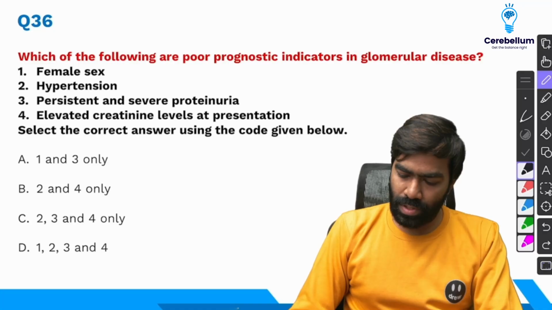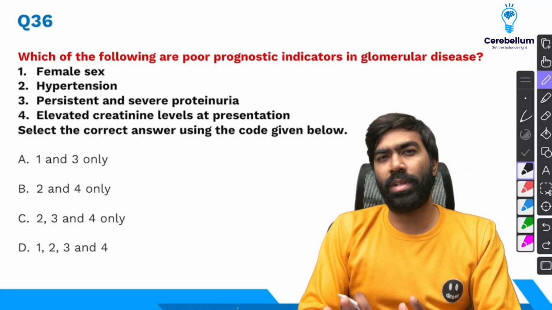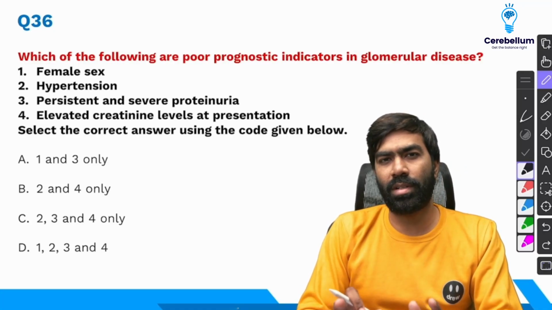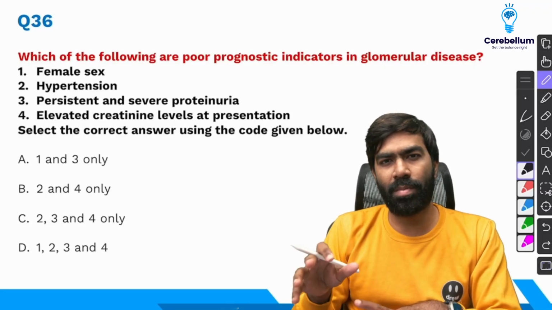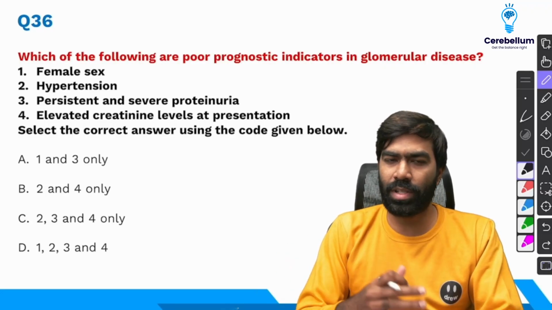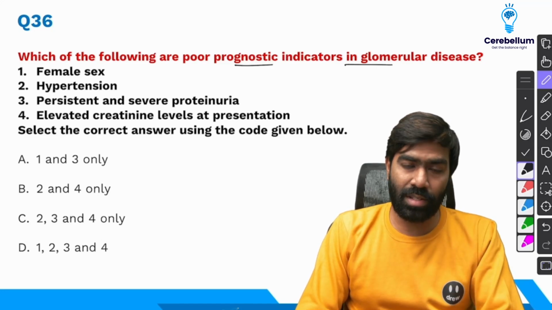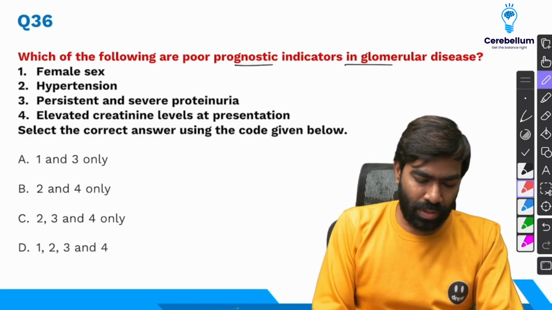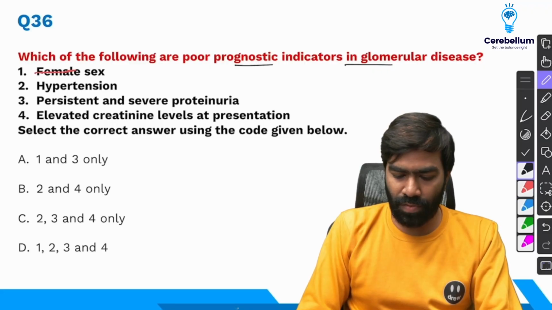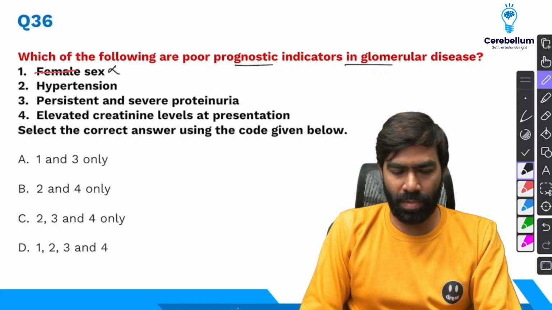Moving to the 36th question. The next two questions are actually straight from Davidson textbook of medicine. You can see the nephrology chapter. There will be some tables, and if you see them, you will understand why these questions have been asked. Which of the following are poor prognostic indicators in glomerular disease? The table in Davidson textbook says that male sex is a risk factor and not female sex. So this is actually a wrong statement.